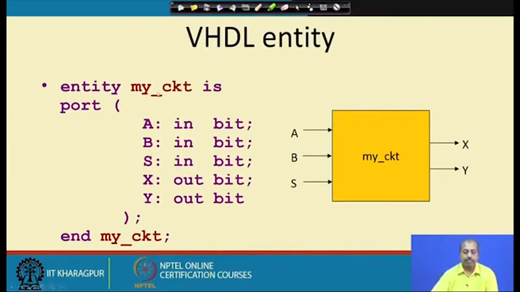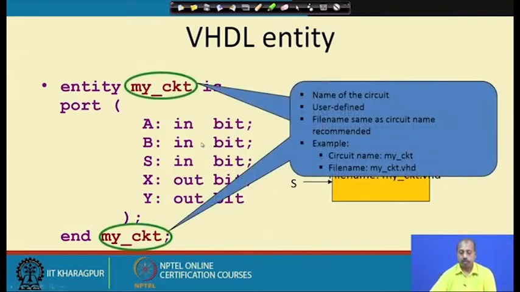So this is the VHDL entity. Entity my_circuit is port A, B, S, which are input ports of type bit; X and Y are output ports of type bit. Things to be noted: my_circuit is the name of the circuit. Every entity should have a name, and in one description I can have only one name for an entity. The names are unique, so if there are multiple entities, they should have different names. This is user defined; the user can give these names.